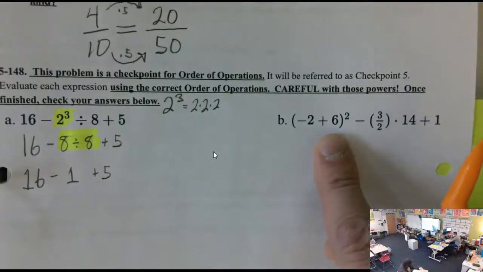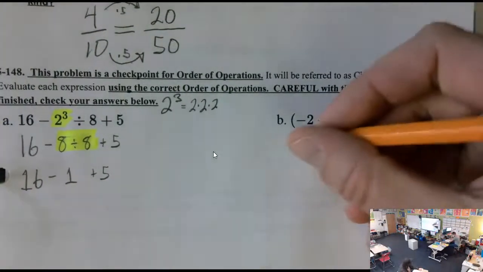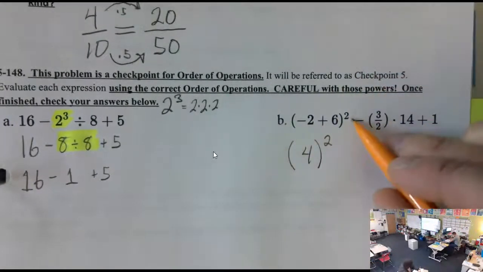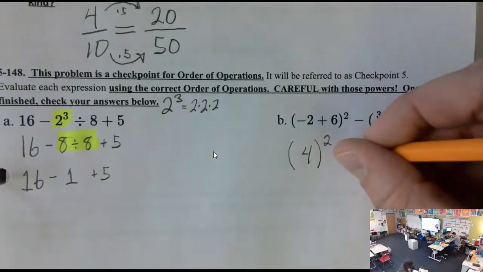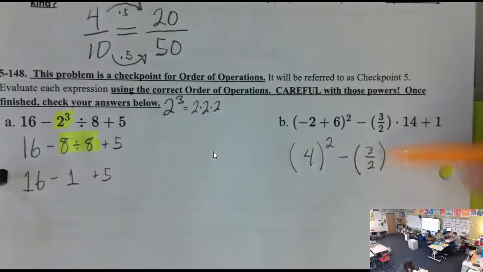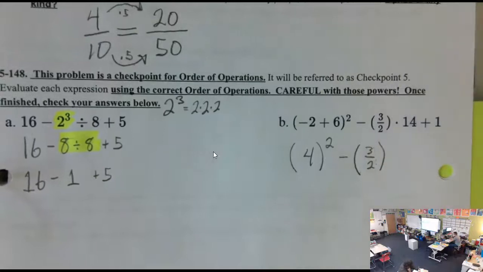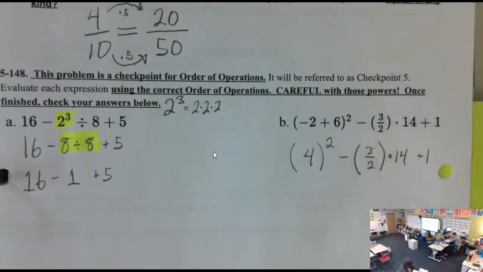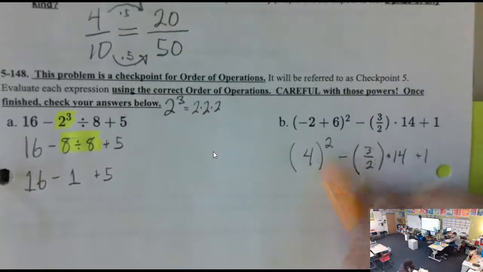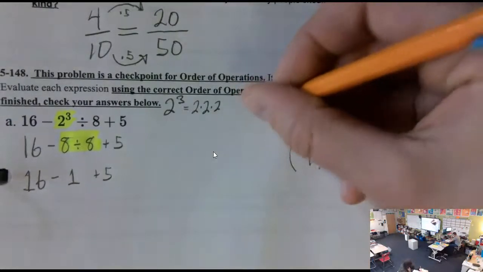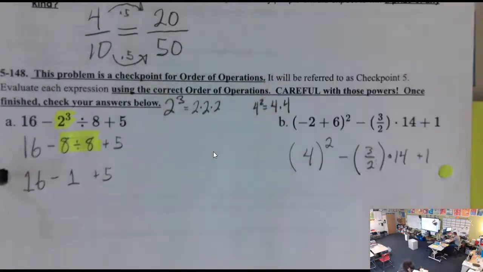parentheses first. Negative 2 plus 6 is 4. We still have the little 2, the squared, the exponent. Minus 3 halves. Now, if you really like decimals, that's 1.5, right? 3 halves if you really like decimals and want to replace it. Exponents would be next. 4 squared, if you want to make a little note, if this is still a struggle for you, that means 4 times 4.